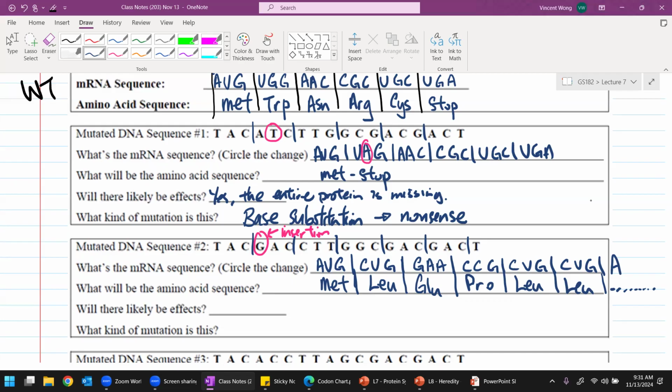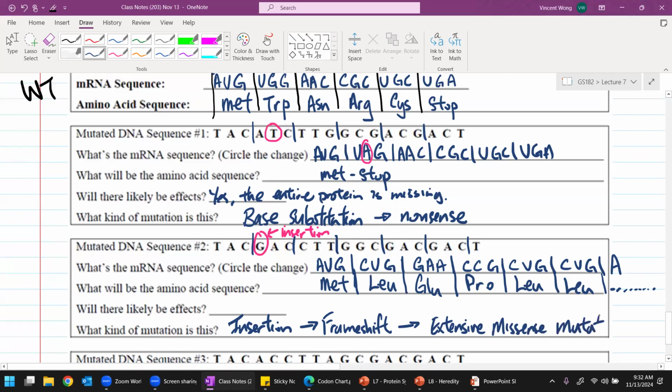What kind of mutation is this? What's that? Frame shift, yeah, but before that, what caused the frame shift? Insertion, which resulted in frame shift. And the frame shift actually resulted in extensive missense mutations. Okay. Everything is a mistake. All of them are missense.